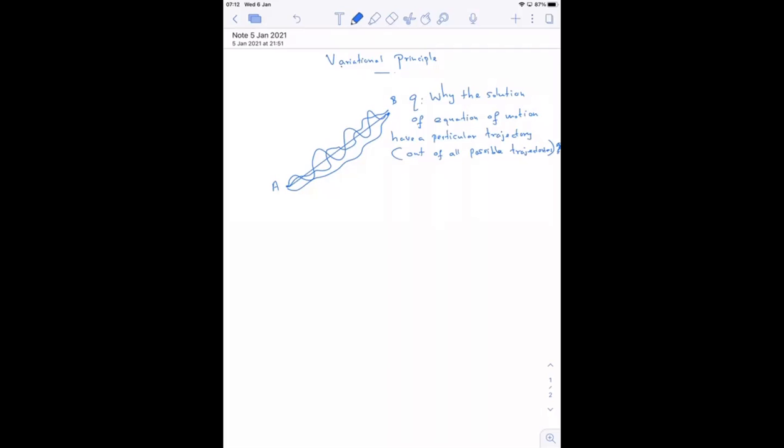Now, to answer this question, we will start. This part is actually very highly mathematical, and we will start with a principle called the Hamiltonian principle. So that will be our starting point. Let me first introduce you to this Hamiltonian principle.